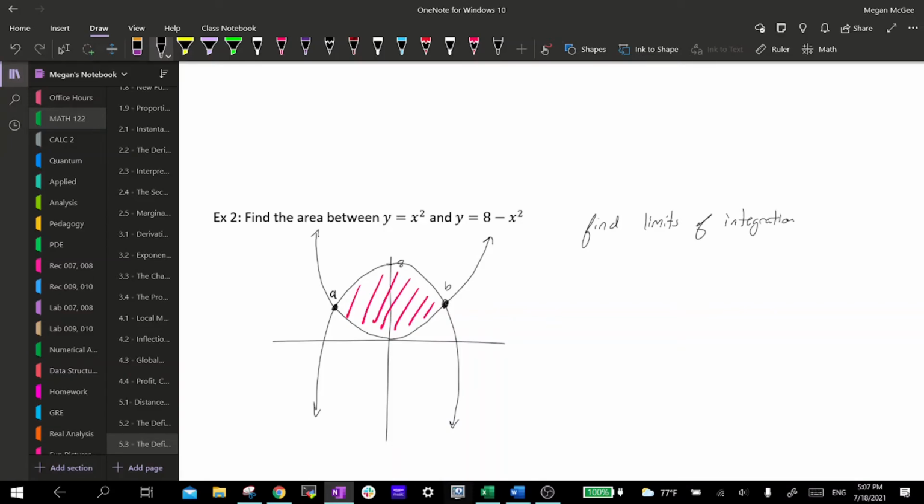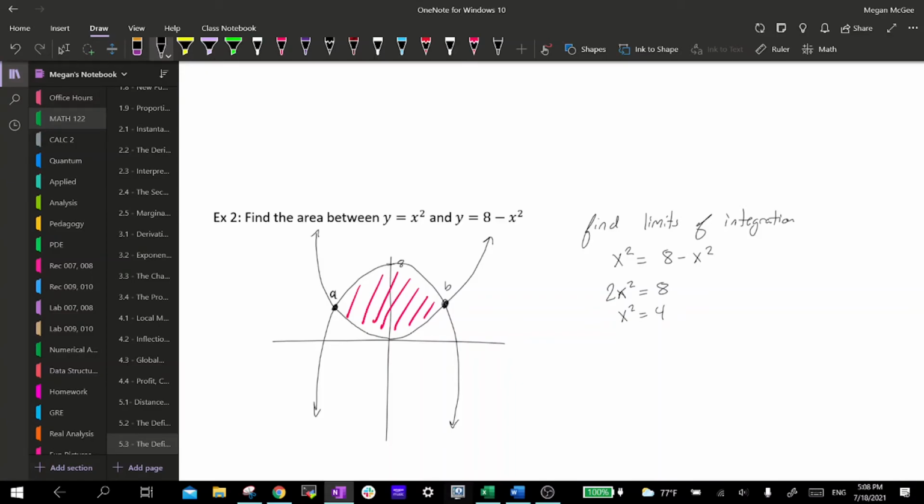So we're going to do that by setting our equations equal to each other. That's how we can find, well, where do they equal each other? So we set x squared equal to 8 minus x squared. Go ahead and add x squared to both sides, so we get 2x squared is equal to 8. Divide by 2, x squared is equal to 4.